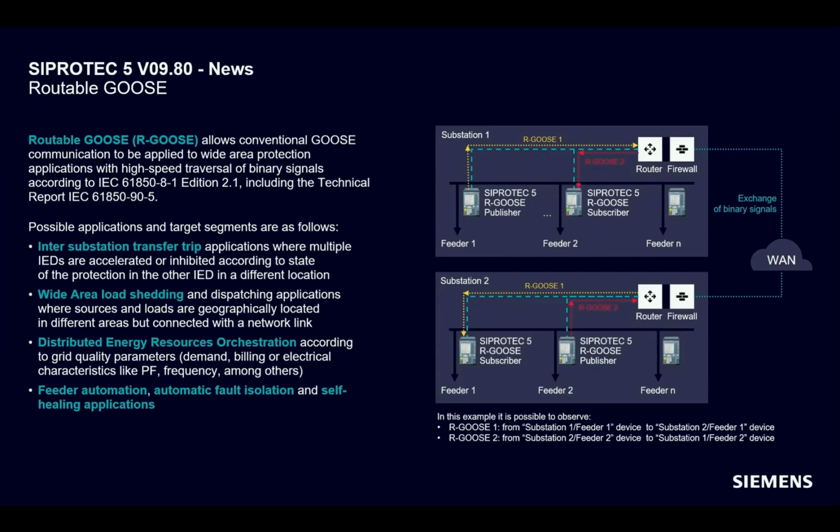Routable GOOSEs. Routable GOOSEs, or just R-GOOSEs, allows conventional GOOSE communication to be applied to wide area protection applications with high-speed traversal of binary signals according to IEC 61850-8-1 edition 2.1, including the technical report IEC 61850-90-5. Some possible applications using R-GOOSEs are inter-substation transfer trip, wide area load shedding, distributed energy resource orchestration, feeder automation, automatic fault isolation, and self-healing applications.